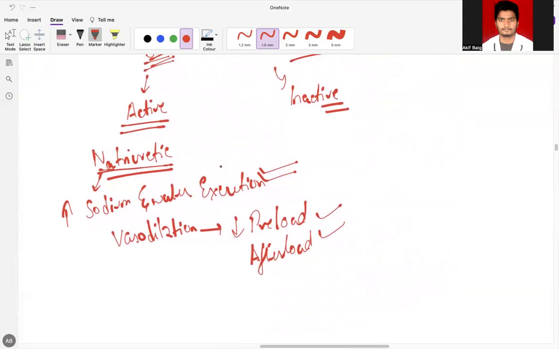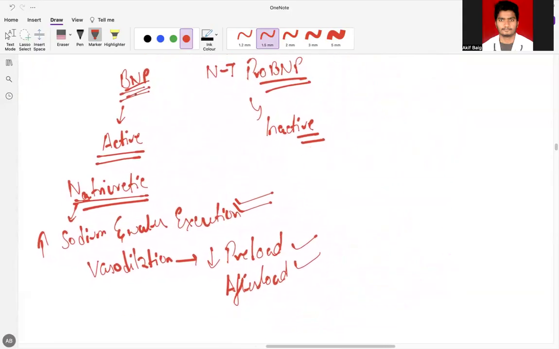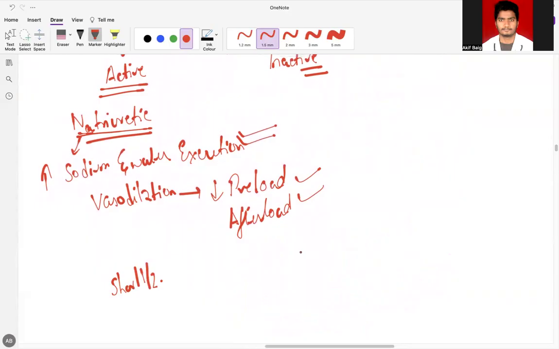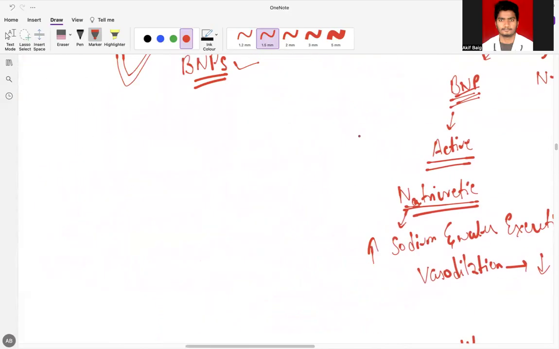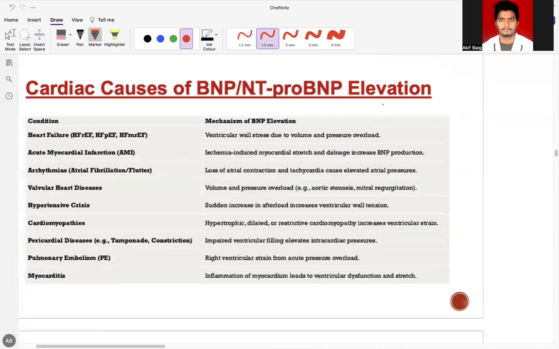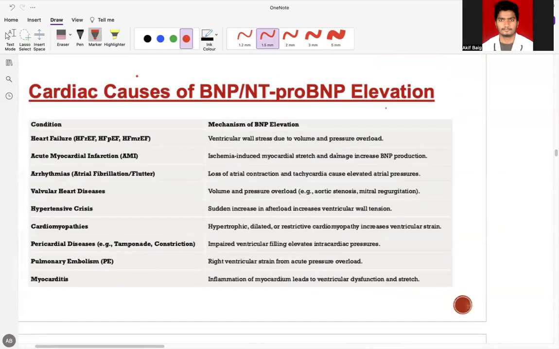Another important difference between BNP and NT-proBNP is that BNP has a very short half-life, whereas NT-proBNP persists for a little longer. Also to remember, what are the causes of BNP and NT-proBNP elevation? They are elevated not only in cardiac conditions, but also in non-cardiac conditions.